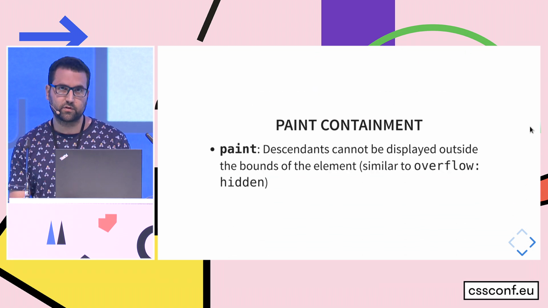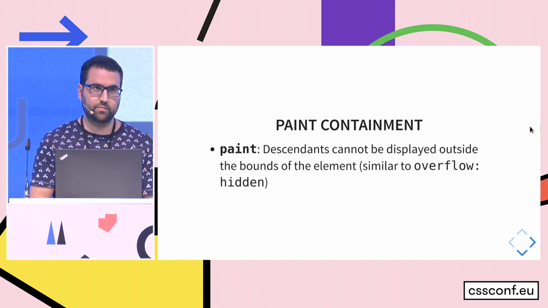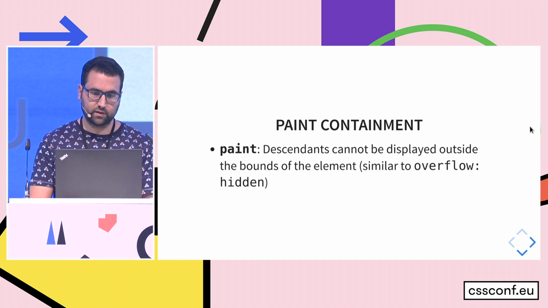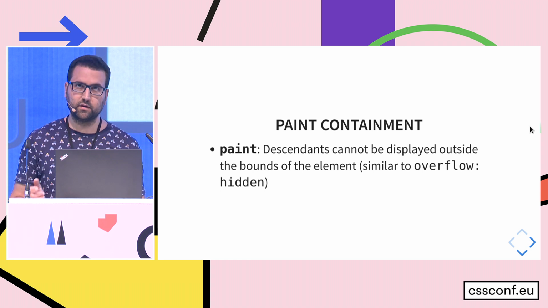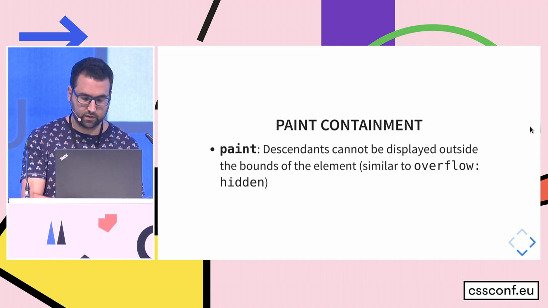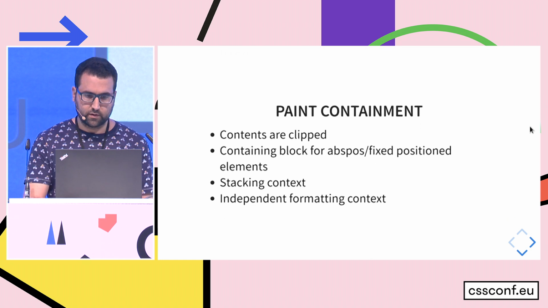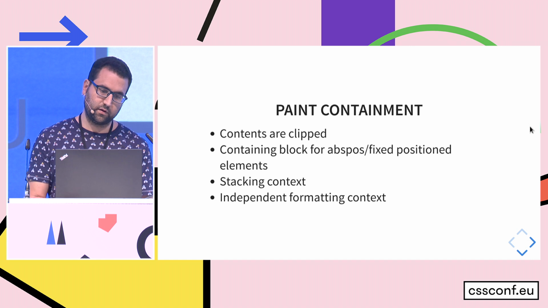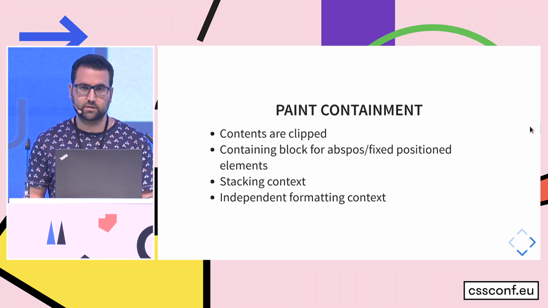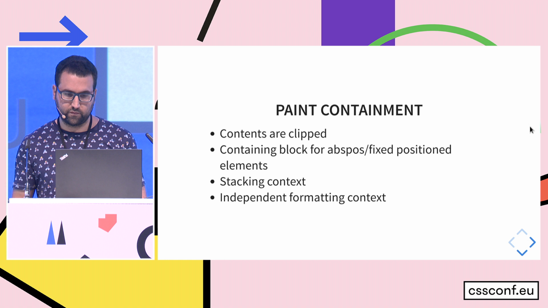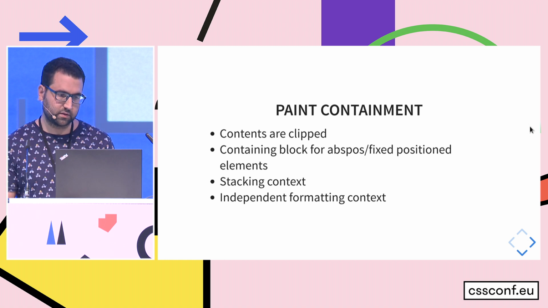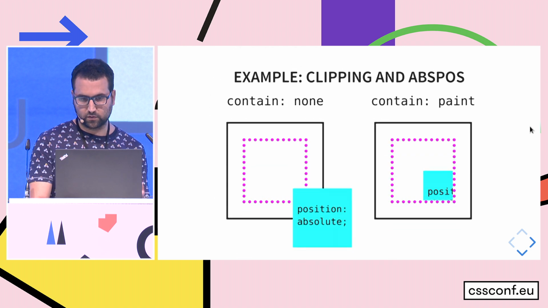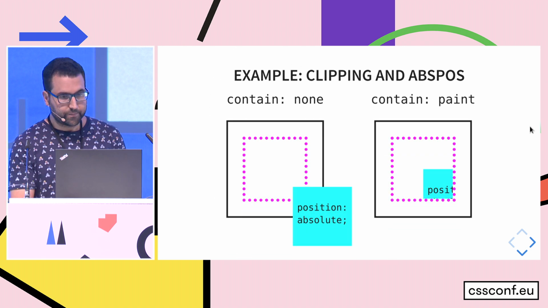So another type of containment is paint containment, which is pretty similar to overflow hidden, but also has some effects. So basically, the descendants cannot be displayed outside of the boundaries of that element. But again, it has some effects. Contents are clipped, like with overflow hidden, but also it becomes the containing block for positioned descendant children. It also creates a stacking context and an independent formatting context. So let's see another example.